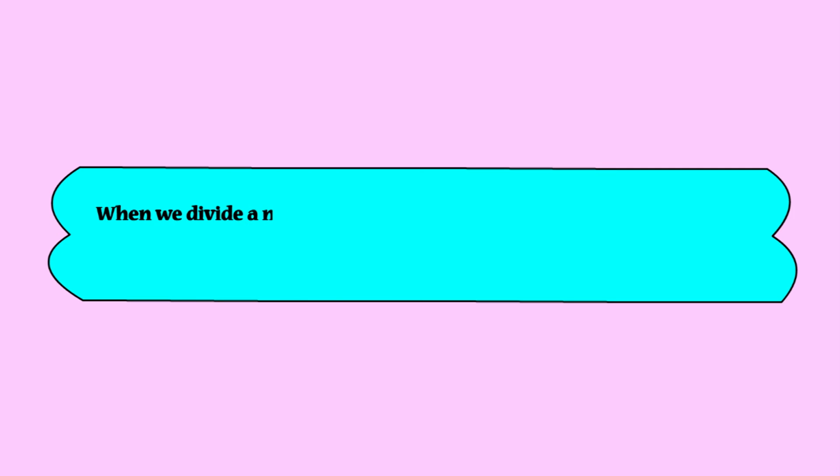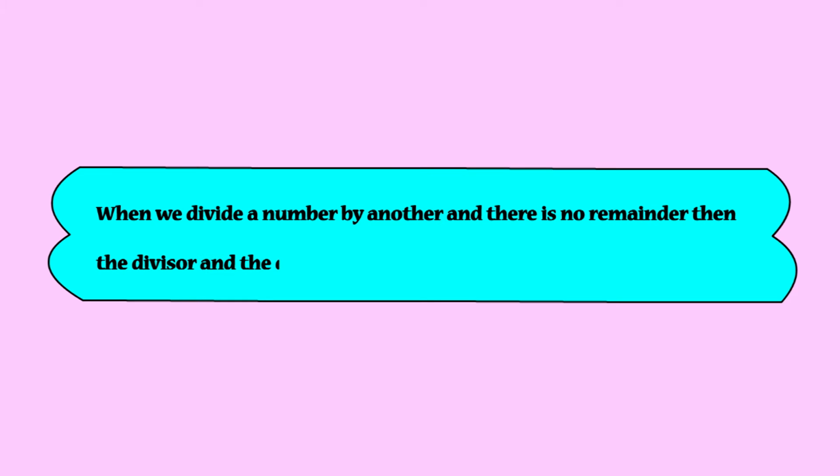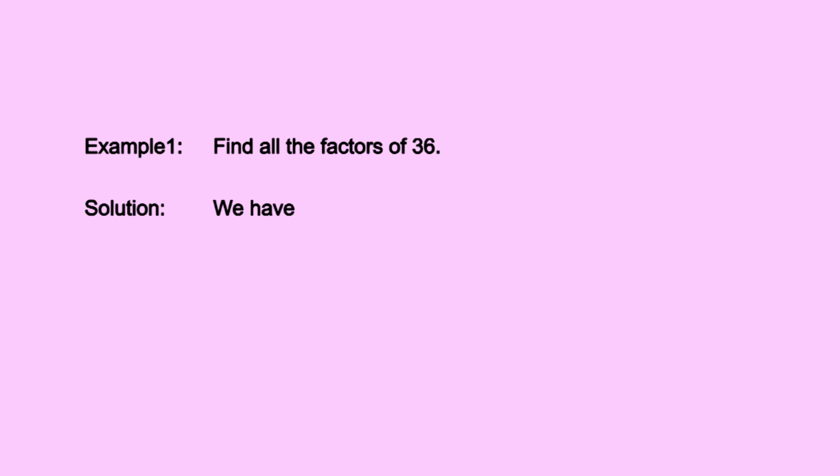When we divide a number by another and there is no remainder, then the divisor and the quotient are factors of the first number, that is dividend. Example 1. Find all the factors of 36. Solution. We have 1 into 36 is equal to 36.